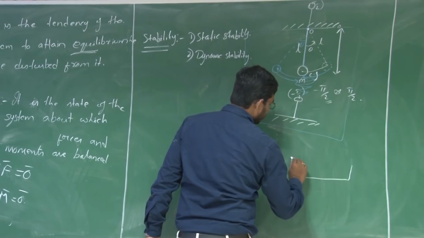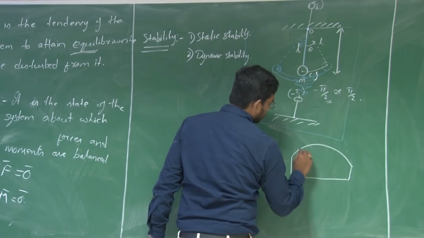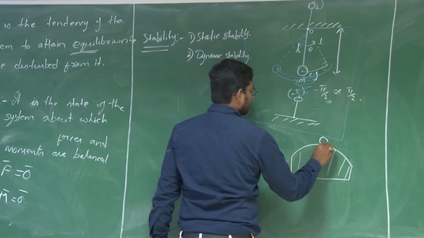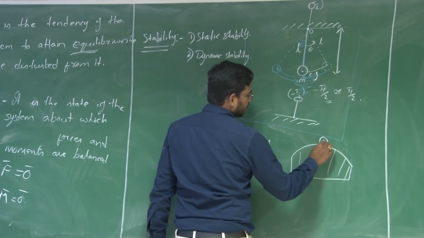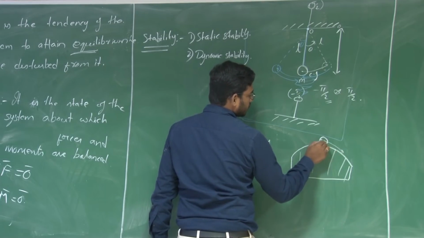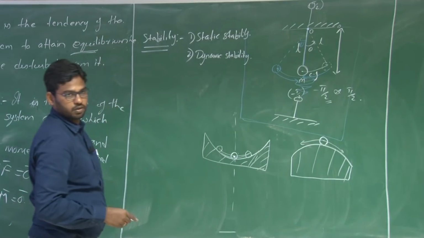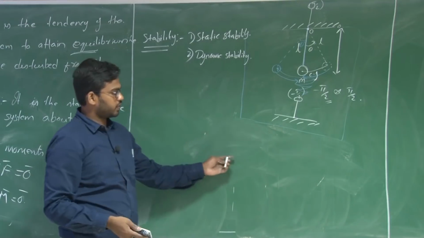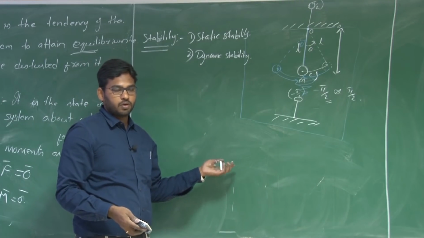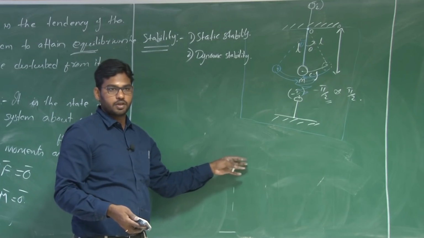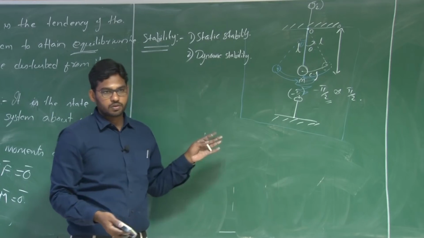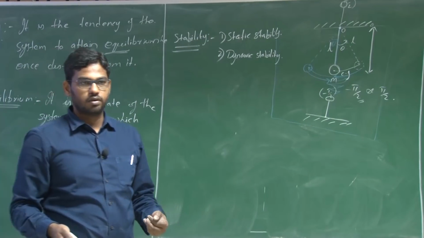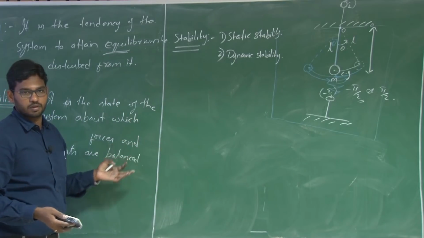If you take a convex bowl and place a ball here, as soon as you perturb it, it will go either this side or this side. It will not come back towards its equilibrium. In the first case we are not imparting any external forces; it is automatically coming back towards its equilibrium. Similarly, the UAV should have the tendency to come back towards its equilibrium, and then we can say it is a stable UAV.